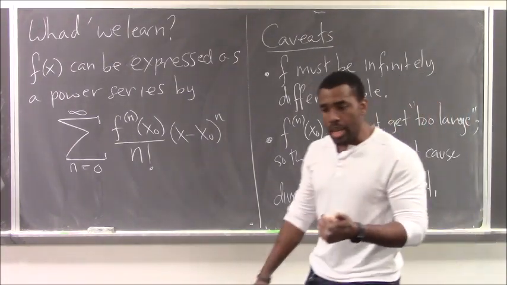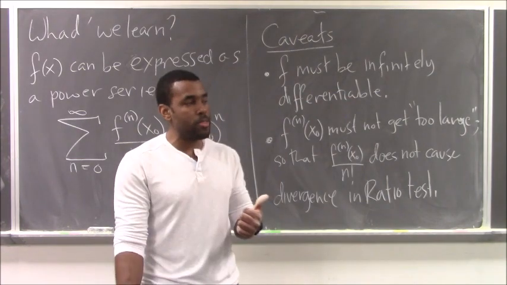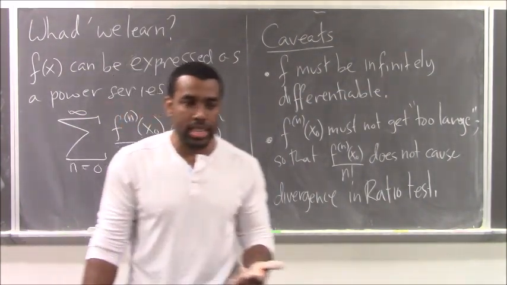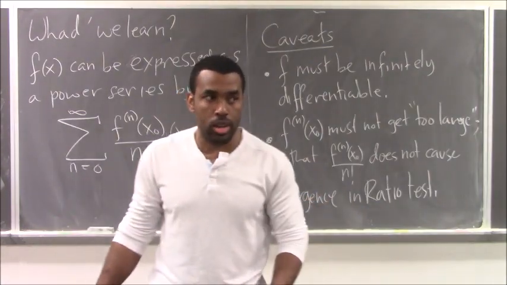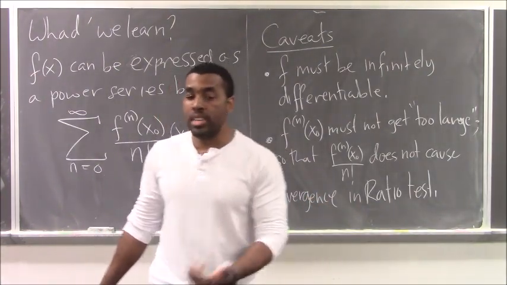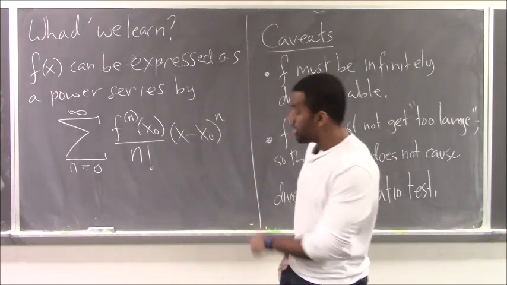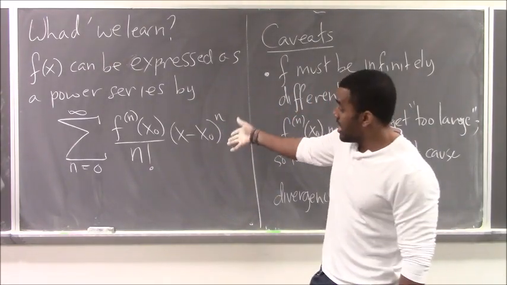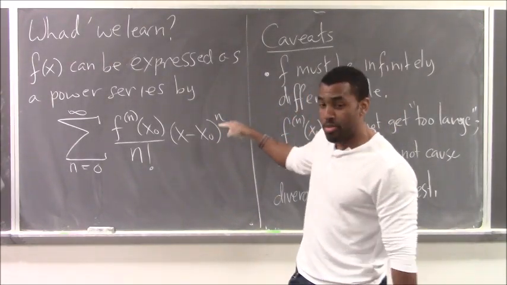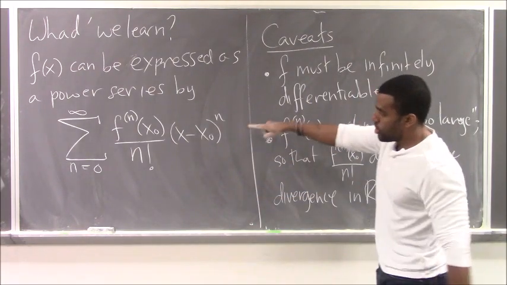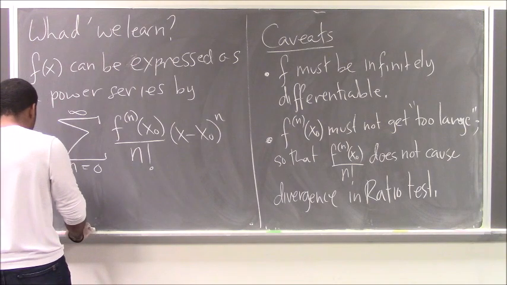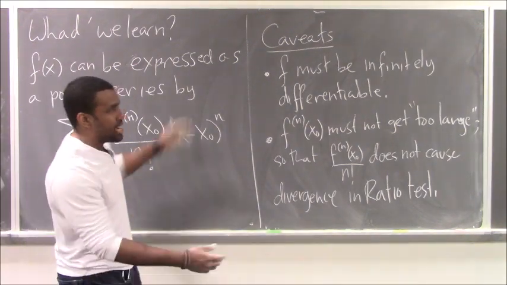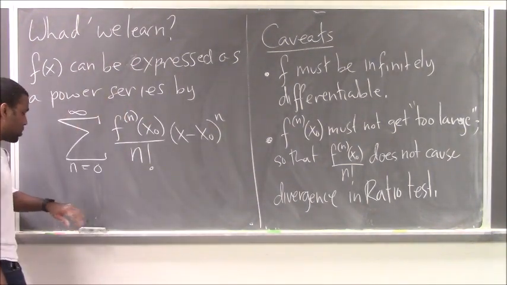So, assuming that we can differentiate a function infinitely often, and assuming that the derivatives don't get too big, that they overwhelm a factorial, I am able to express any function with those two properties as a power series, namely by this specific formula. There was a mathematician that came up with this formula, and it's named after him. And he kind of went through the same thought process that we just went through.